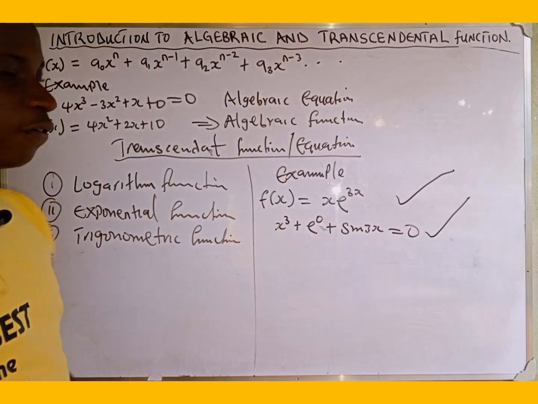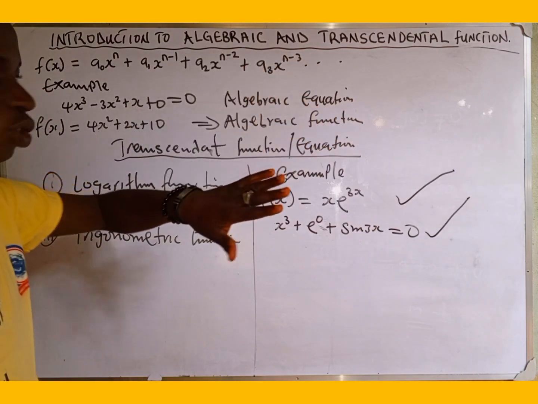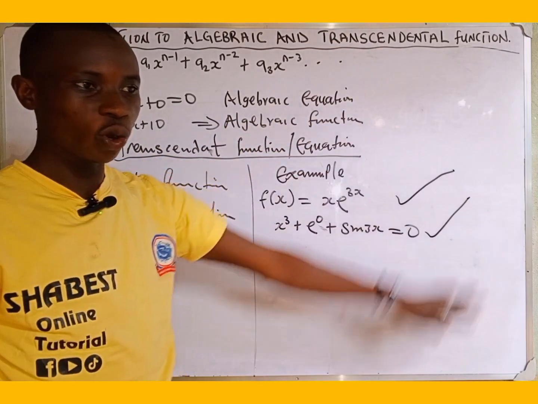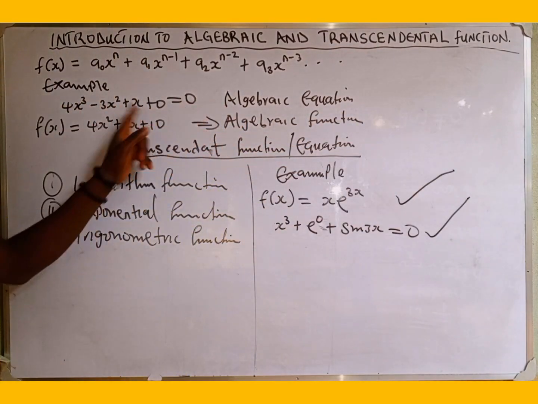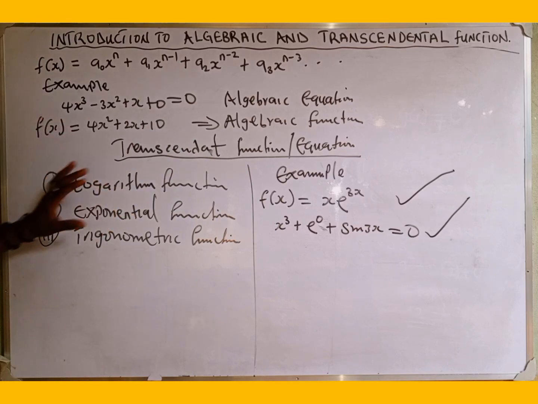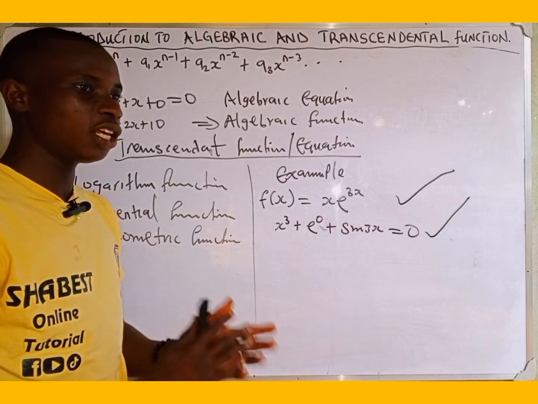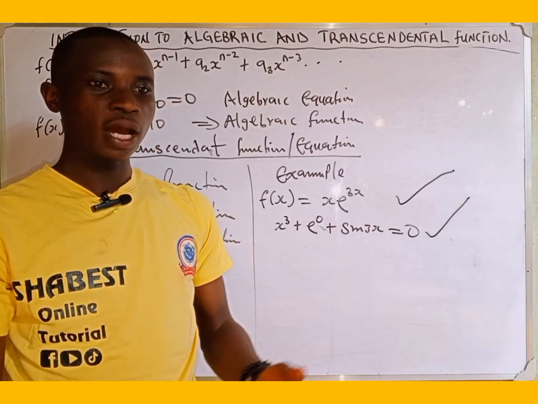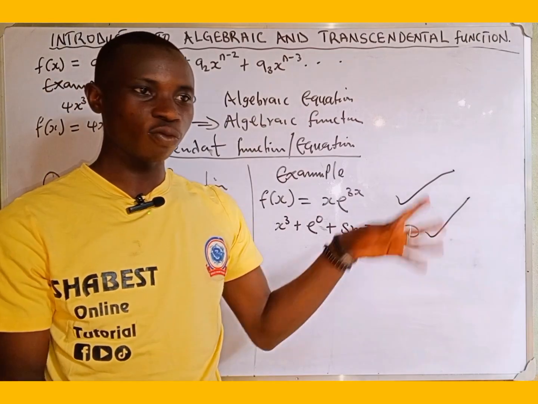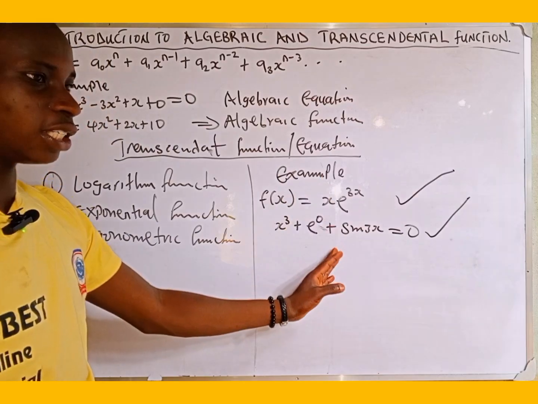And so these are the differences between an algebraic equation or function and a transcendental function or equation. Here are the examples of an algebraic equation, and this is an algebraic function, and also transcendental function or equation. We say that any equation that contains an exponential function, logarithm function, or trigonometric function is said to be a transcendental function or equation. And here are the examples.